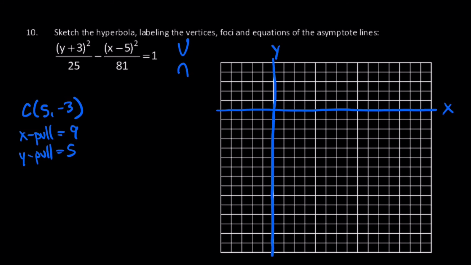So 5, negative 3. 1, 2, 3, 4, 5. 1, 2, 3. Right there. That's going to be the center. The x-pole is 9. 1, 2, 3, 4, 5, 6, 7, 8, 9, in both directions. If you have to go off the grid a little bit, that's fine. Just put a couple tick marks there. Y pole is 5. 1, 2, 3, 4, 5, and down 5. Right there. Now once you've established those coordinates, next thing we're going to do is make our rectangle.